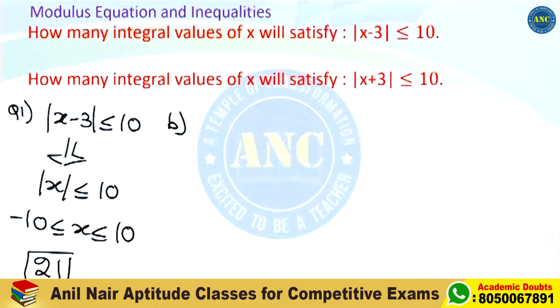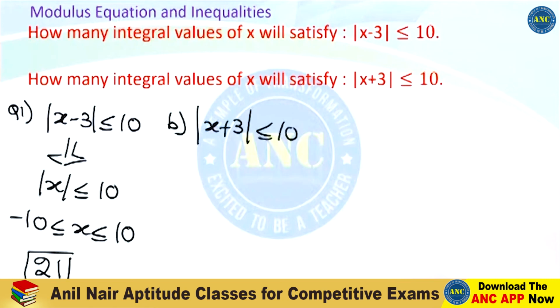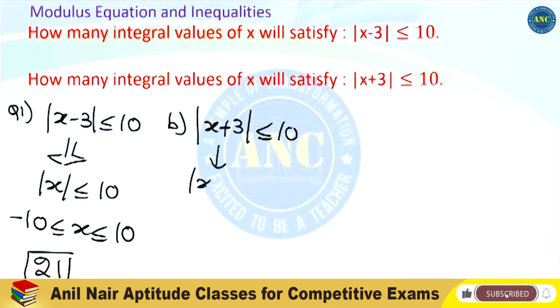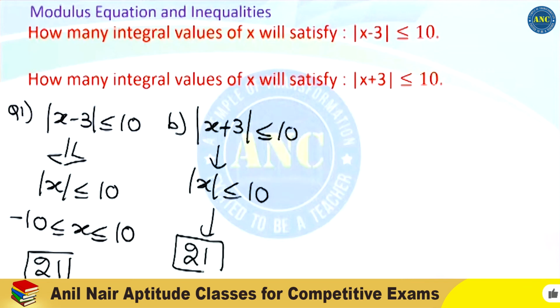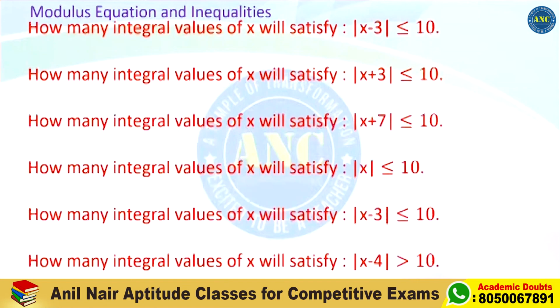Mod x minus 3 is nothing but shifting the x-axis to the right-hand side by 3 units. Mod x plus 3 less than or equivalent to 10 is shifting it to the left-hand side by 3 units, equivalent to mod x less than or equivalent to 10. 2k plus 1: 20 plus 1, 21. You don't need to count it. Minus k to minus 1, 0 to k, k plus 1. Question number 1 and 2.